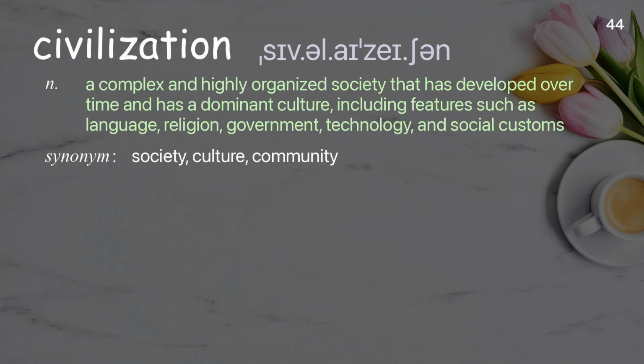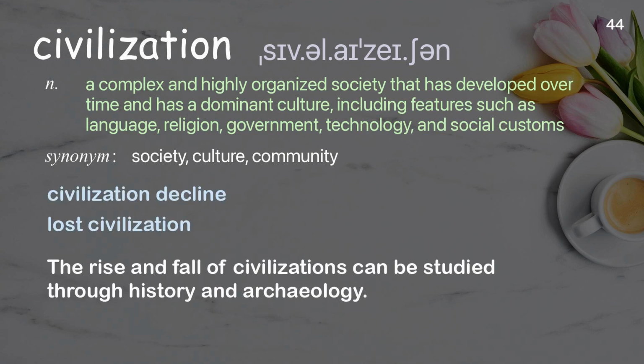Civilization. A complex and highly organized society that has developed over time and has a dominant culture, including features such as language, religion, government, technology, and social customs. Examples: Civilization decline. Lost civilization. The rise and fall of civilizations can be studied through history and archaeology.